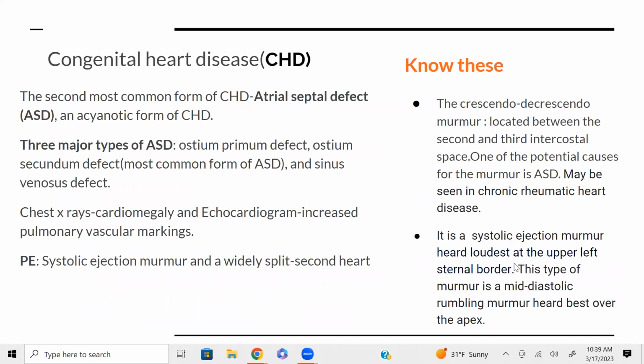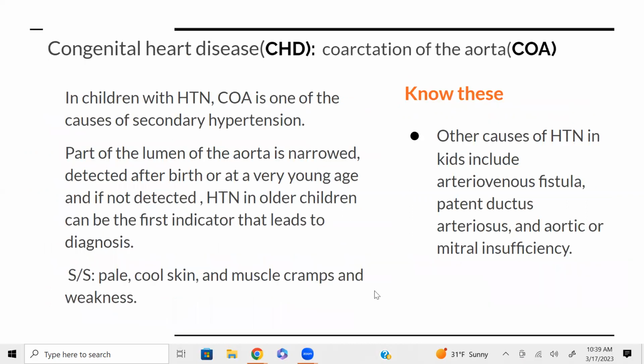All of these different murmurs, you have to know, you have to memorize them. How is it and where do you palpate as a clinician? And when I say know these, it means I have seen this in the questions before. Study the slides regarding coarctation of the aorta. A lot of times the students miss that because they think hypertension is an adult disease. It can happen in pediatrics.